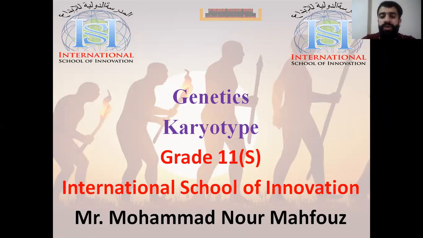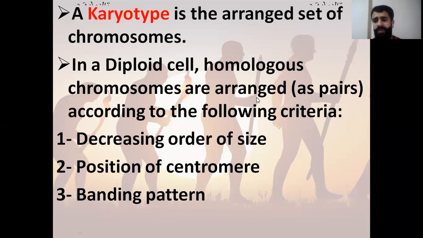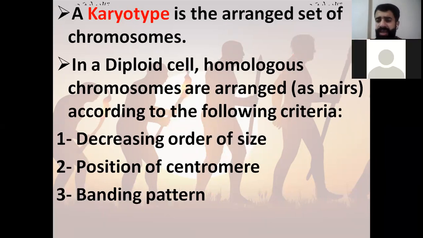In this video, we're going to continue our lesson about the karyotype in the genetics chapter. So let's continue about the karyotype. We said the karyotype is an arranged set of chromosomes. So chromosomes are arranged according to specific criteria, where the homologous chromosomes are arranged as pairs.